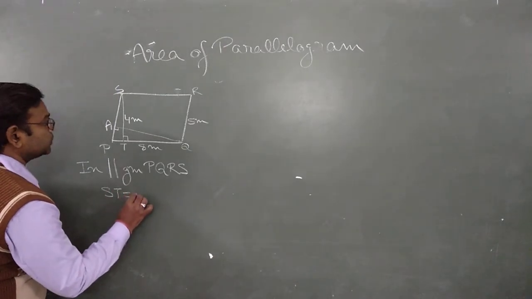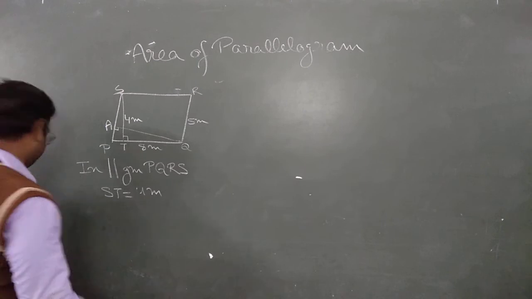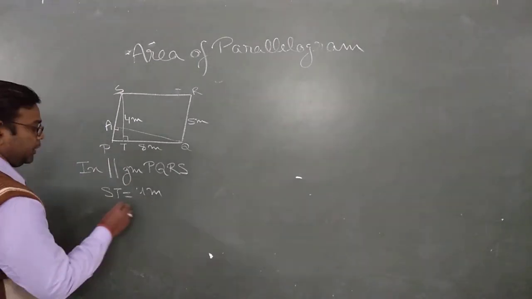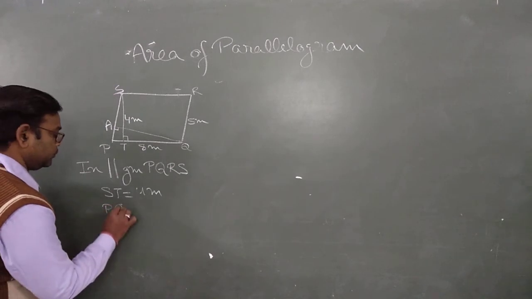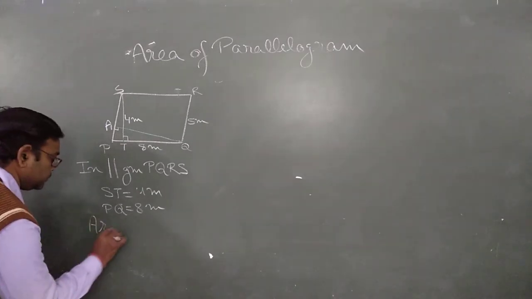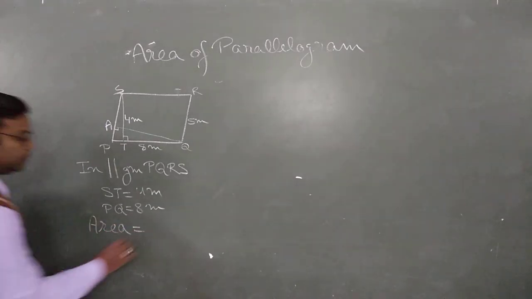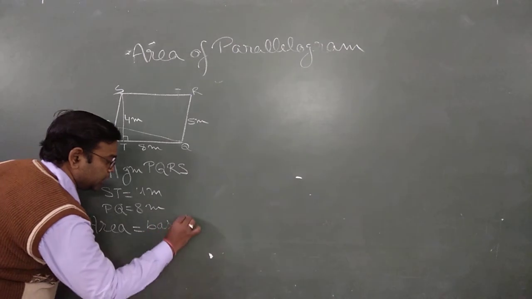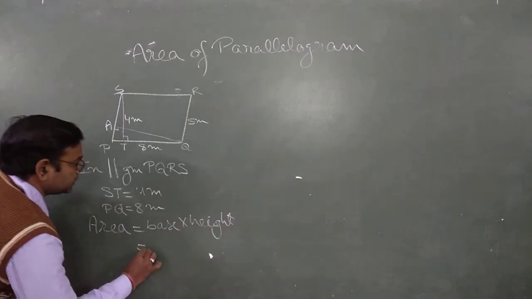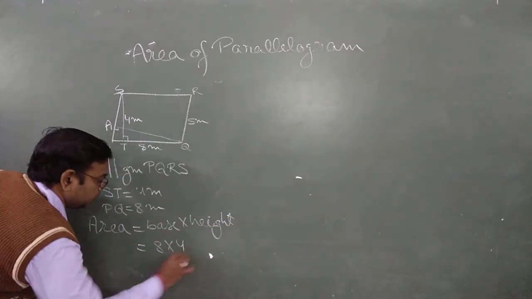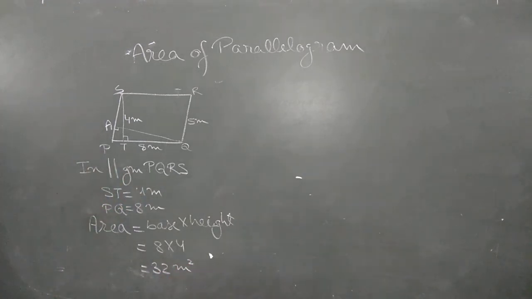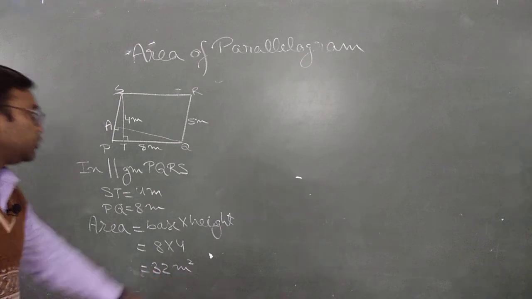In parallelogram PQRS, ST equals 4 meter and PQ equals 8 meter. So area of parallelogram equals, as we know, base into height. The base is 8, height is 4, so 32 meters square. 32 meters square is the area. Do not forget to give the unit of area.